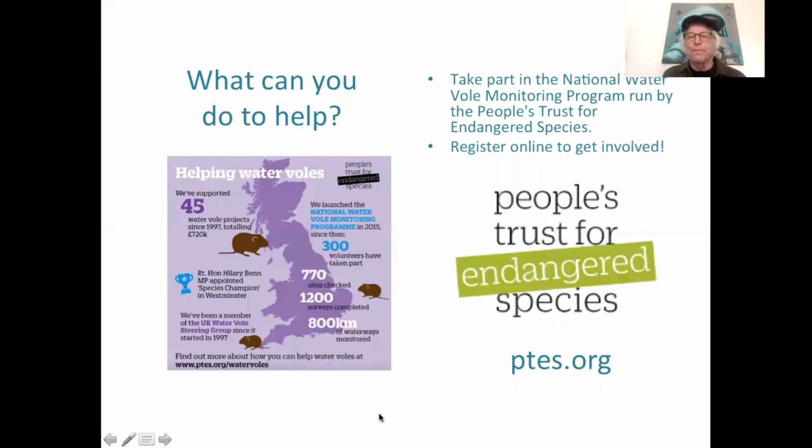An example is the People's Trust for Endangered Species, the ptes.org. And if you're interested in water voles, then check out that website. It's got lots of really interesting information. And one of the things you can do is, if you see a water vole, you can report it. And then through those sightings, we get to know more about water voles, and we can do more to protect them.